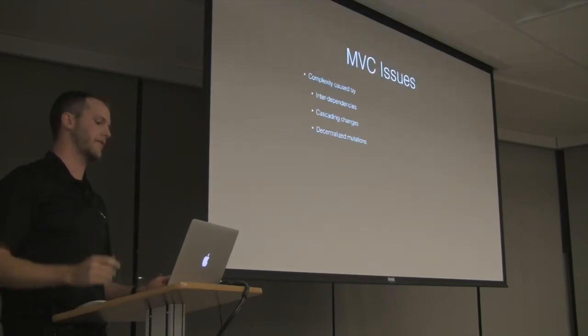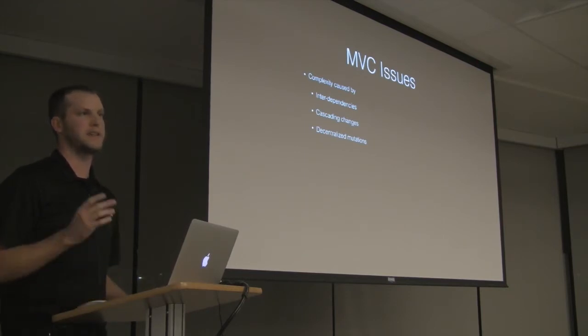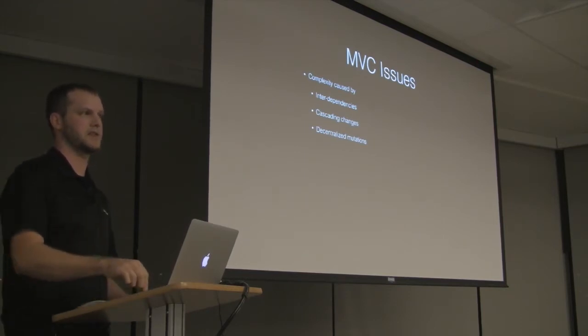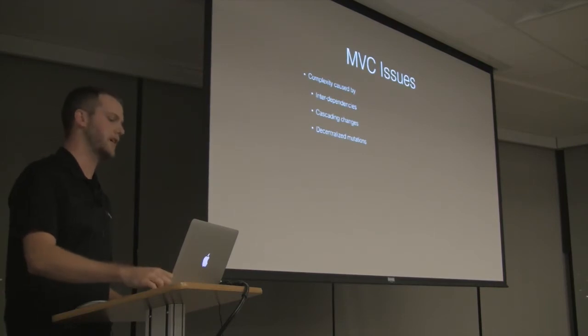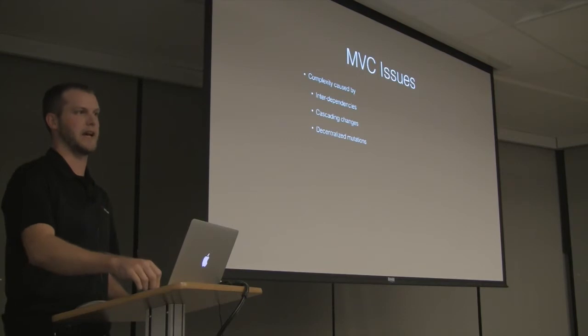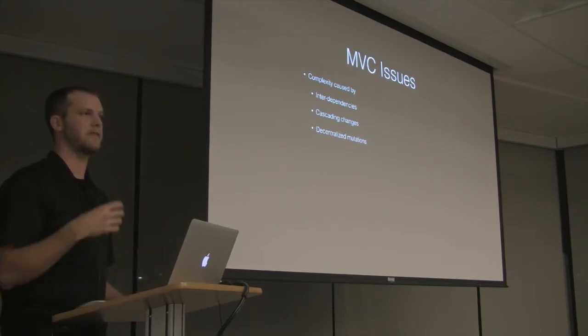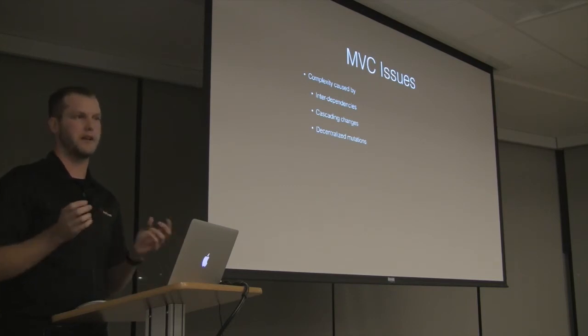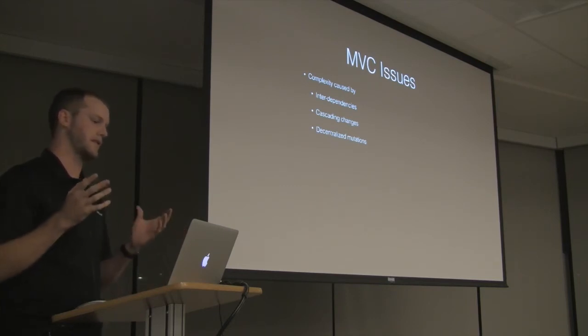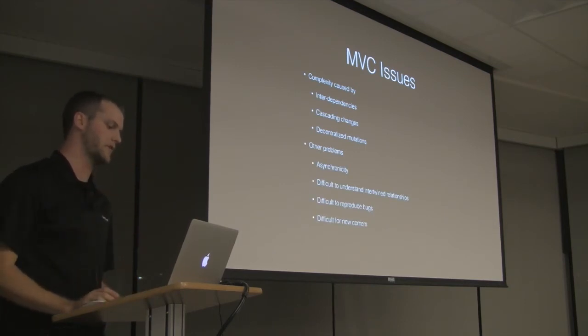And so some issues with MVC: you have complexity caused by interdependencies, again, cascading changes. When one thing changes, that causes something else to change, which may cause something else to change. It's actually built into the Angular framework. You can only do that 10 times before it barfs on you. Decentralized mutations: you have some model and anything can change it any way it likes, which is just a nightmare, especially for trying to figure out what the application is doing.